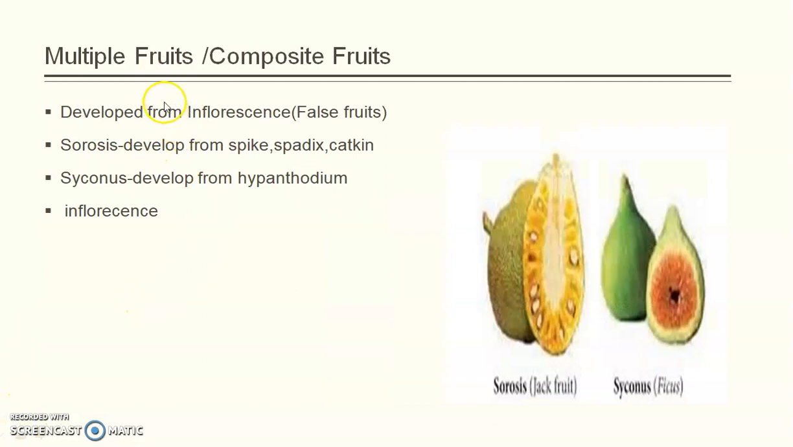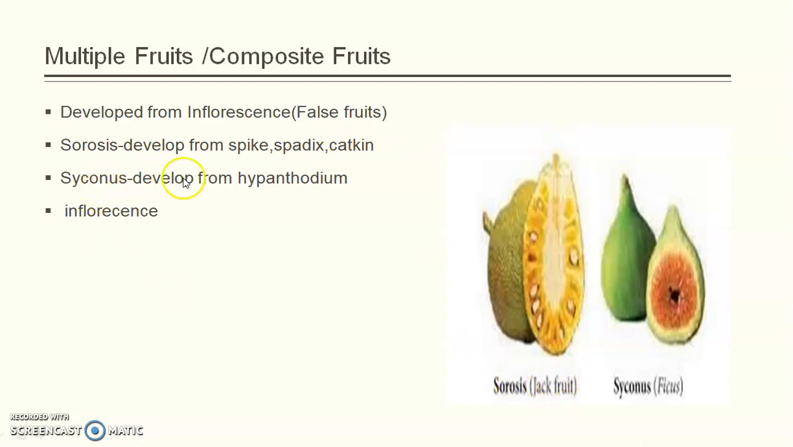And the third type of fruits are multiple fruits. They are otherwise called composite fruits. So they develop from inflorescence and they are known as false fruits, mostly false fruits. And there are two types, sorosis and syconus. Sorosis means they develop from the inflorescence. The inflorescence may be of any type, spike, spadix or catkin type of inflorescence. And the example is jackfruit.